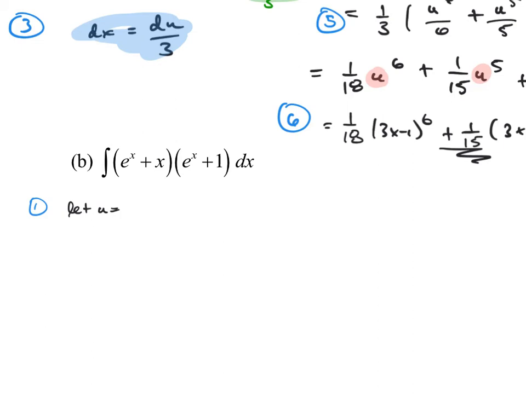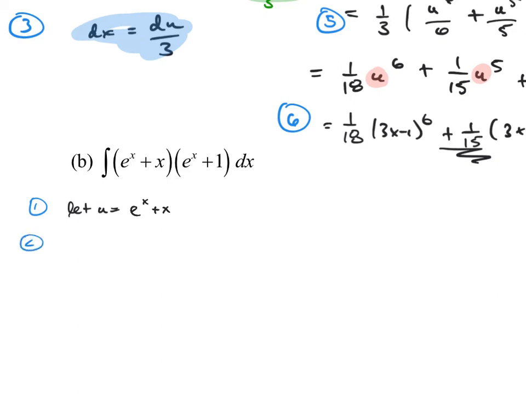So in this one, we have two choices. U could be the first one, e to the x plus x, or u could be the second one, e to the x plus 1. And the question is which is the parent function? And in this case, if I take the derivative of e to the x, I get e to the x, so that's good. And if I take the derivative of x, I get 1, so that's good. So what I'm going to do is let u equal e to the x plus x, the quote-unquote parent function.